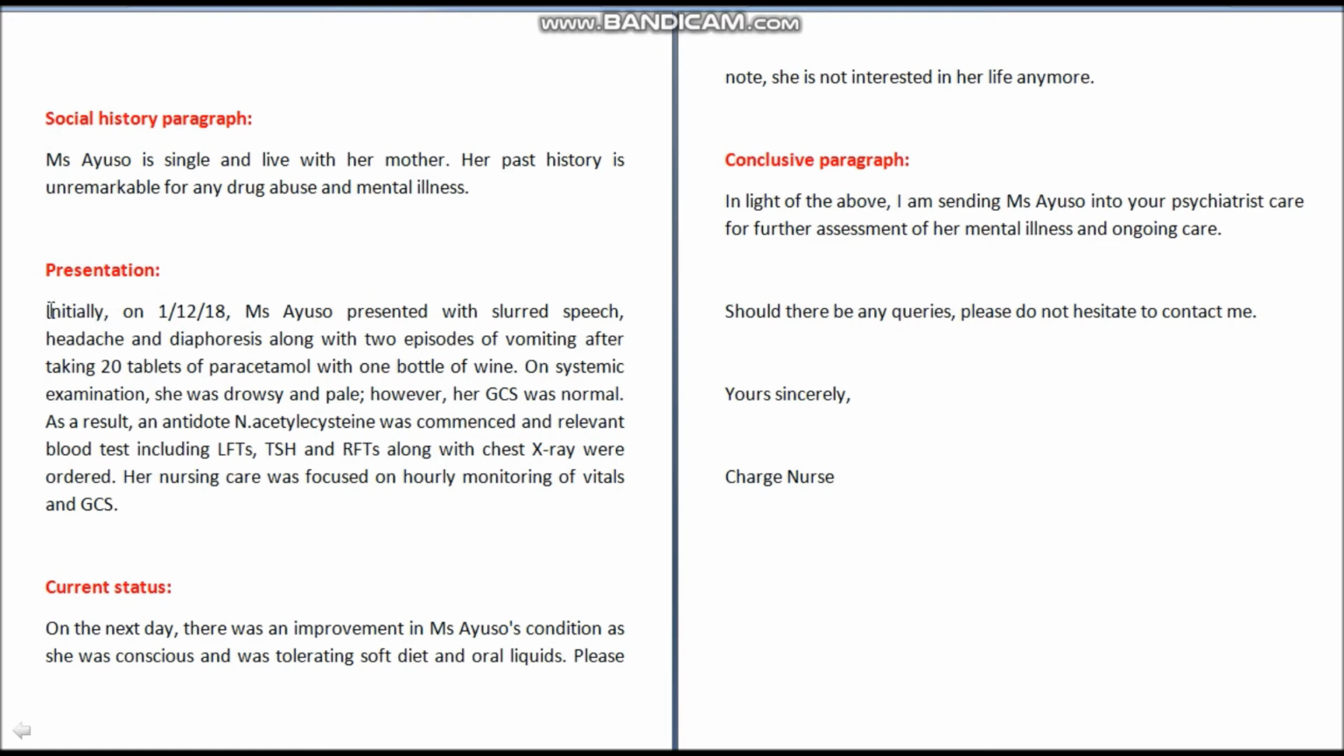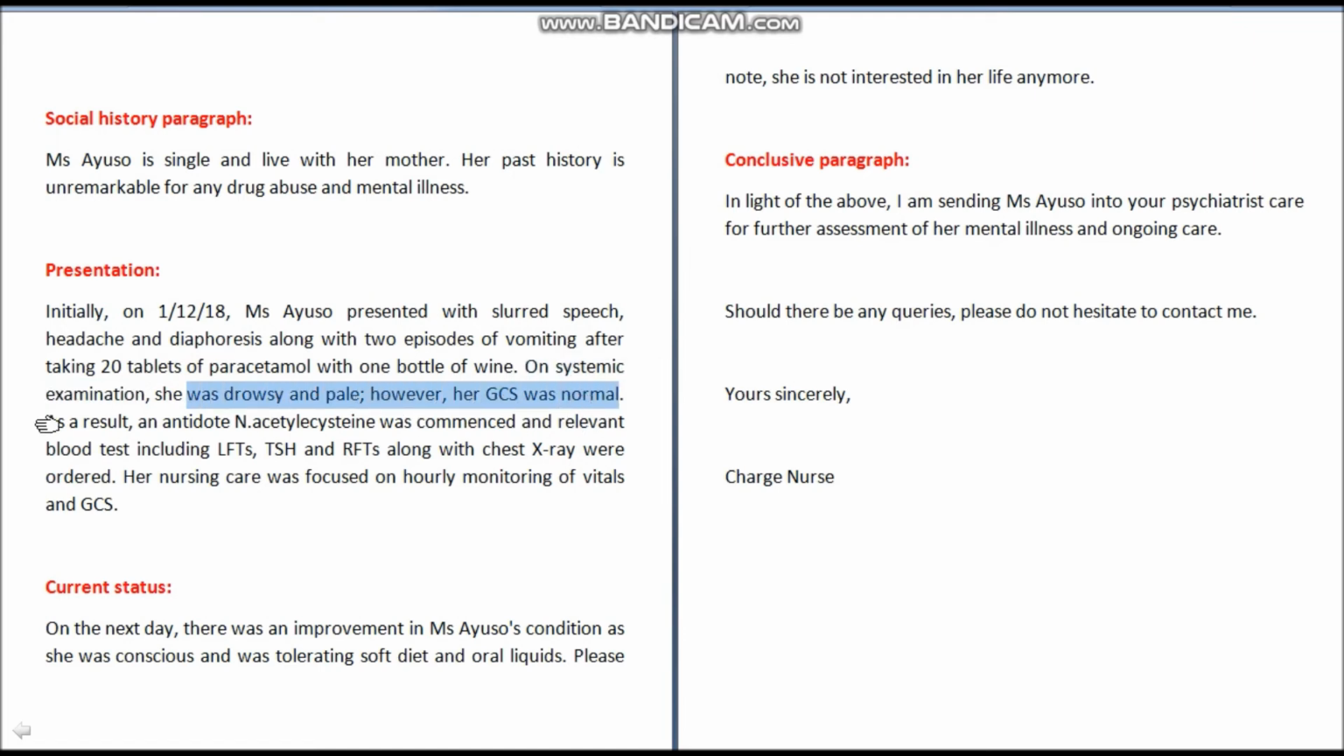So we will make another paragraph for the presentation. The patient presented initially on this date with these complaints. Okay, and what was the reason for these complaints? After taking 20 tablets of paracetamol with 1 bottle of wine. Okay, so the patient presented, then you did the examination. She was drowsy, pale, however her GCS was normal.